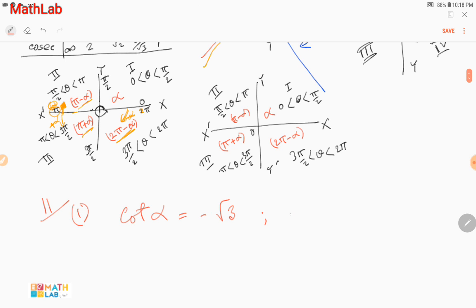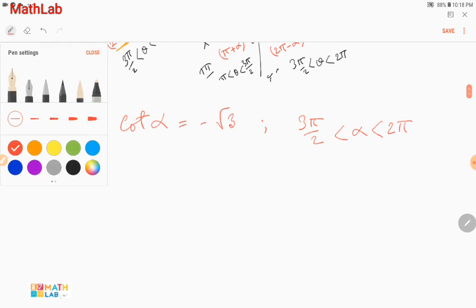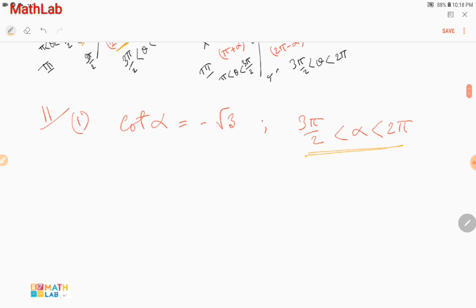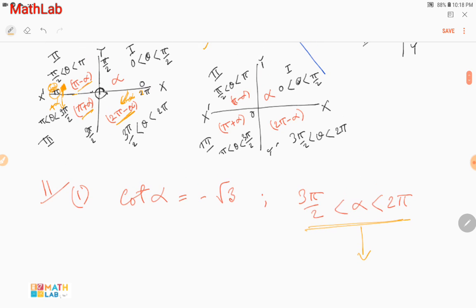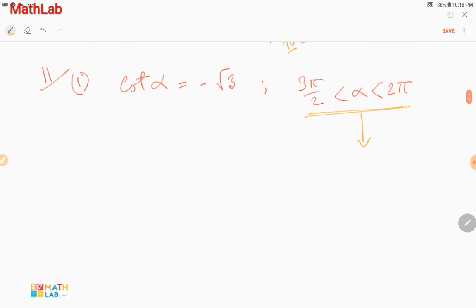Your condition is 3 pi by 2 less than alpha less than 2 pi. So according to this condition, we have to take which quadrant? Compare with this. Okay, so we have to go to the fourth quadrant, that is 3 pi by 2 less than alpha less than 2 pi.